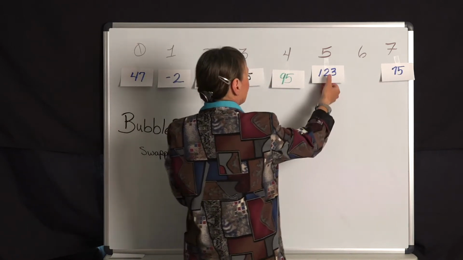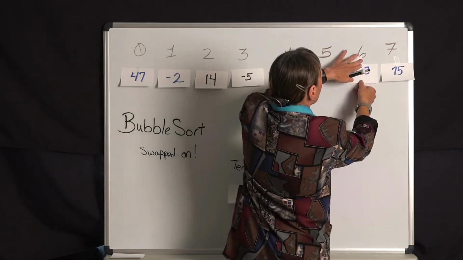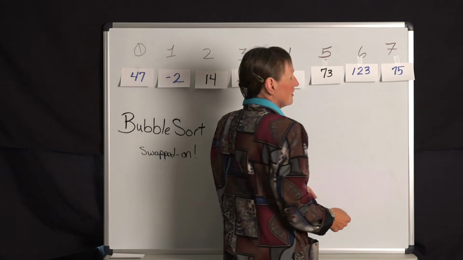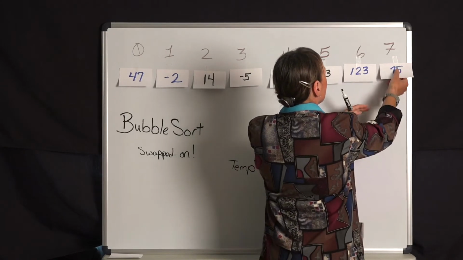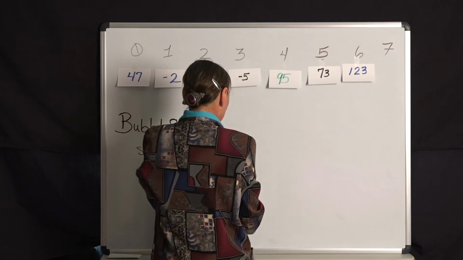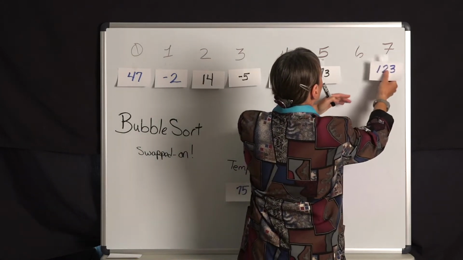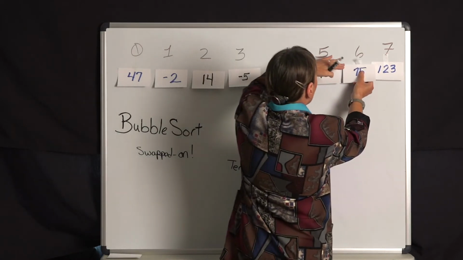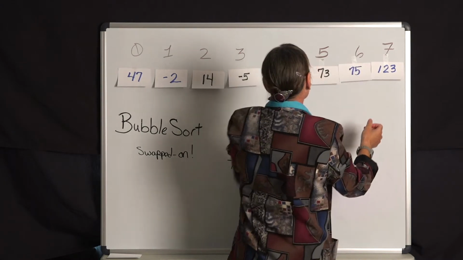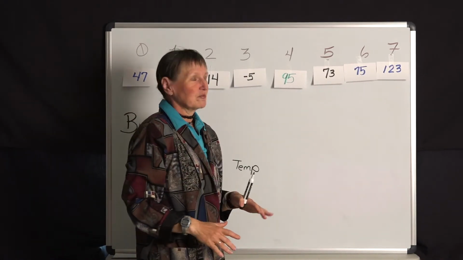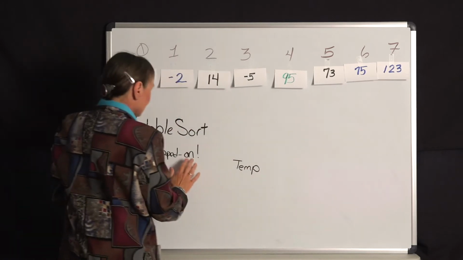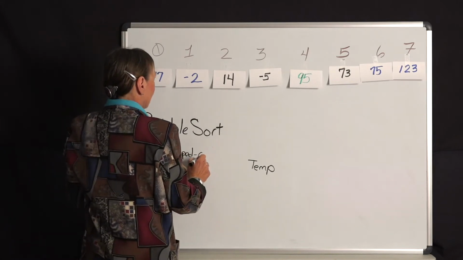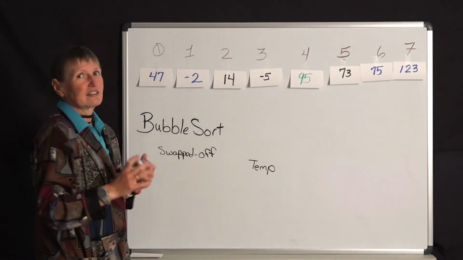Then we have 73 and 123. Put this in the temp location, move this over, move this up, and then we compare these two. 75 goes down to our temporary location, and 123 moves up here, and then 75 here. Now note, we are currently not in order yet. We've only gone through one pass, so we turn swapped off, because since it was on, we have to go through the entire list again.